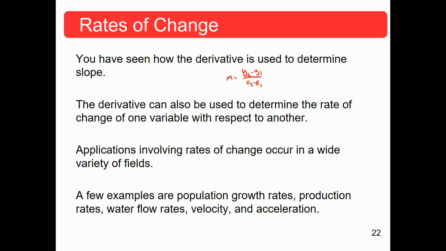Well, the rate of change, isn't that just what the slope is? Y2 minus y1 over x2 minus x1. Isn't y changing as x changes? Right? This is delta y over delta x, right? So we can see that this is just as one is changing with respect to the other.